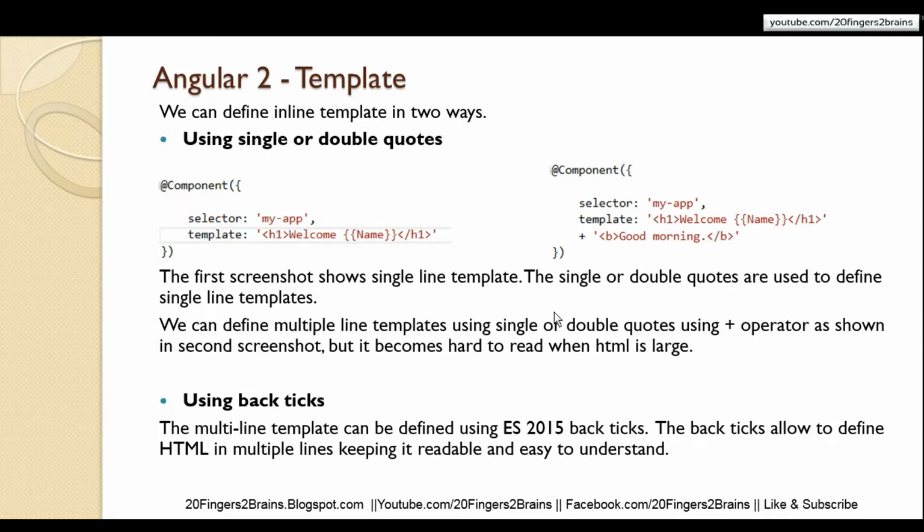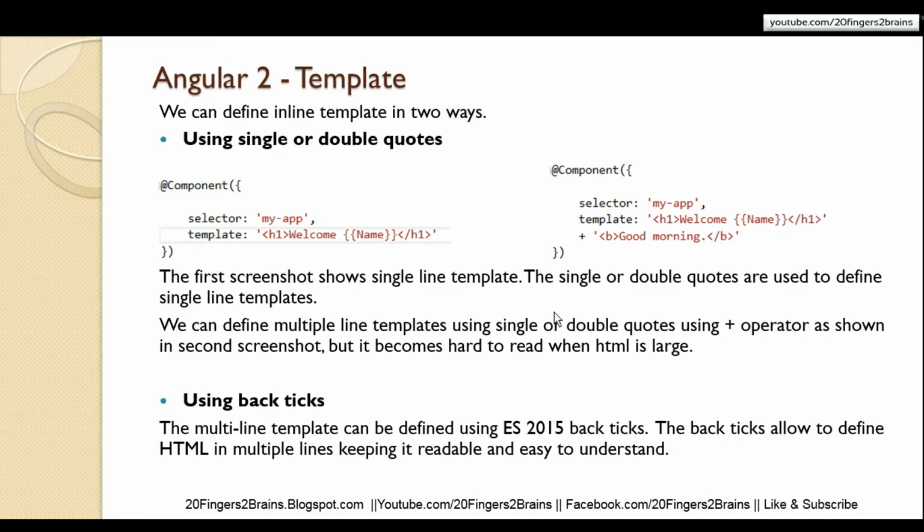The image on the left side is basically a single line template, and the image on the right hand side is a multi-line template. The first screenshot shows a single line template. The single or double quotes are used to define single line templates. We can define multi-line templates using single or double quotes and using the addition operator, as shown in the second screenshot. But it becomes hard to read when the HTML is large. It is pretty obvious that if the HTML is quite large, it is very difficult to maintain and difficult to read HTML in that way.